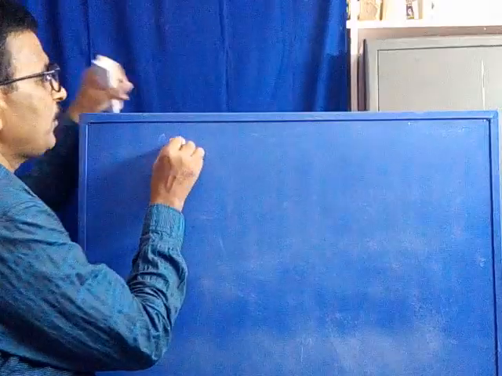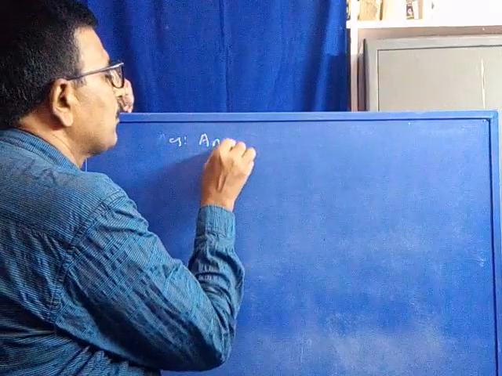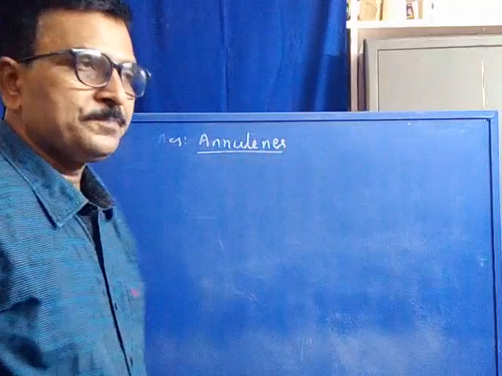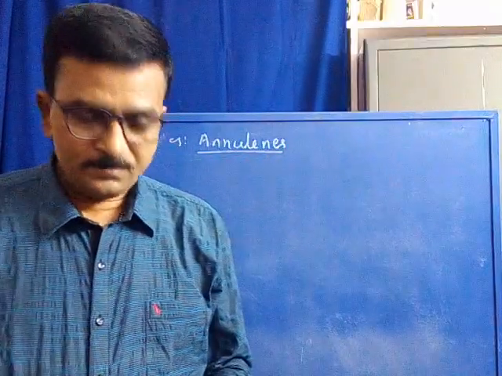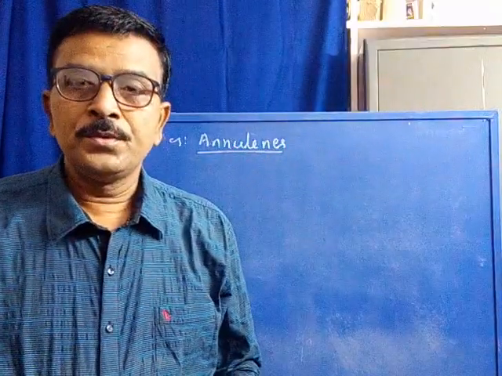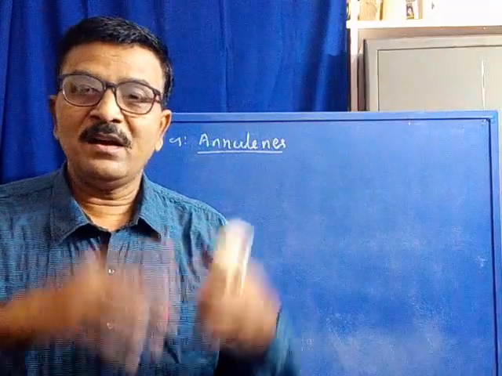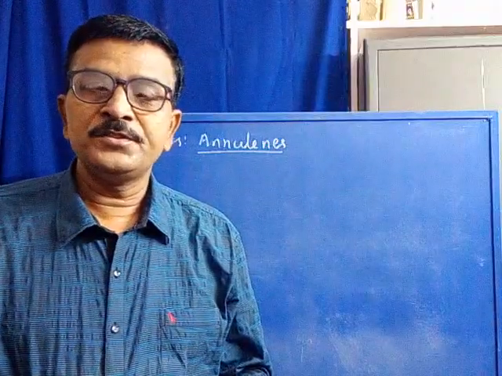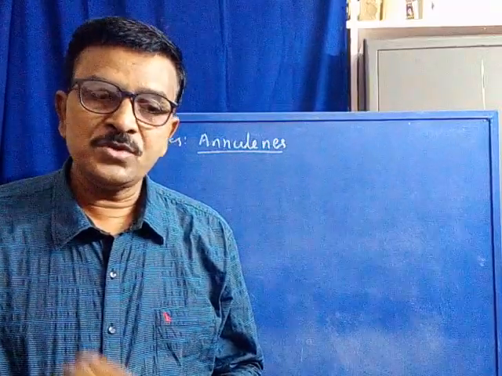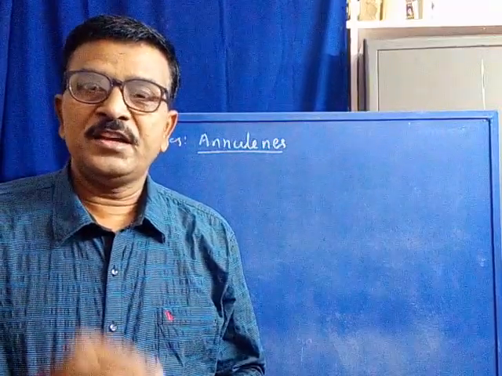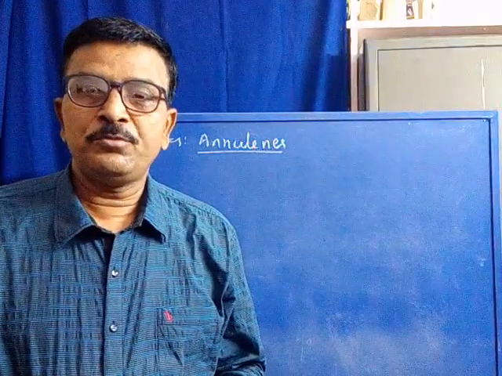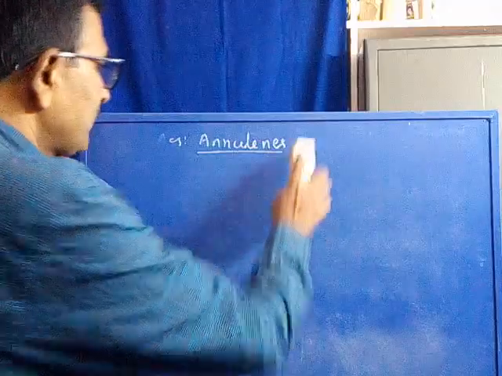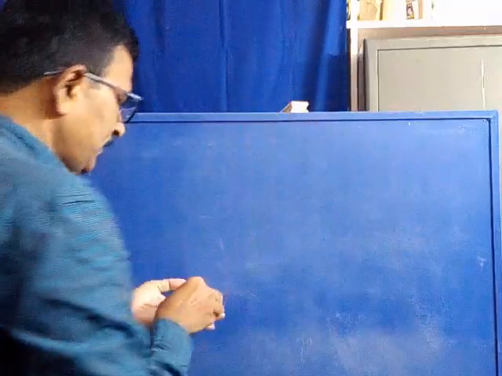Say, example of annulenes. Annulenes are aromatic compounds, larger cyclic compounds consisting of alternating double bonds. These are also aromatic compounds, and all carbons associated with the annulenes are sp2 hybridized, hence the whole geometry is planar. For example, you take an example for the annulene.